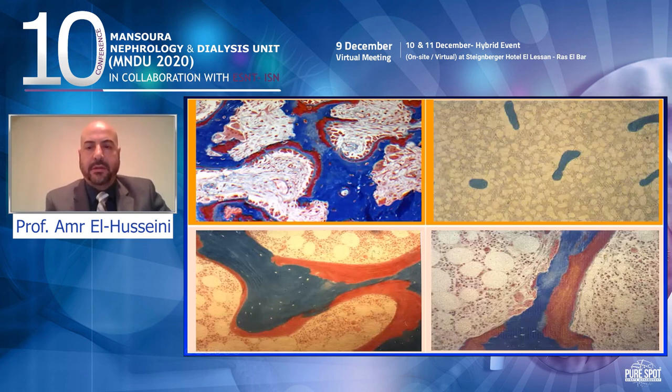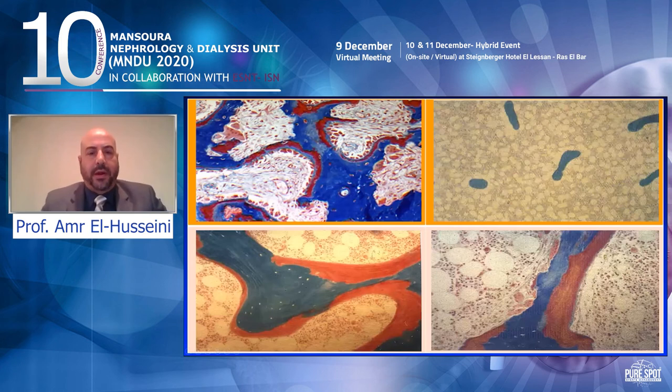On the other hand, you see this other spectrum with low turnover bone disease. So this is acellular, you don't see osteoclasts or osteoblasts, and the bone volume is low. And here, you see a different spectrum with osteodystrophy and osteomalacia. So you see a lot of thick, unmineralized bone. This is probably, we see it more in children with vitamin D deficiency and hypophosphatemic rickets. And here is a mixed lesion. So it's very important to understand the pathology of osteoporosis in our CKD patient.